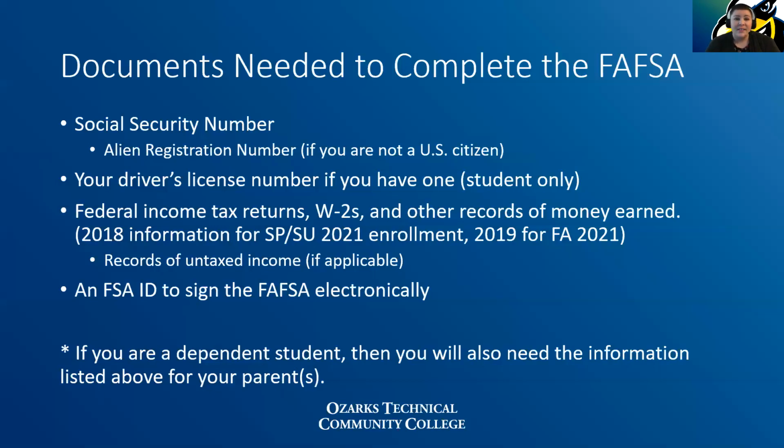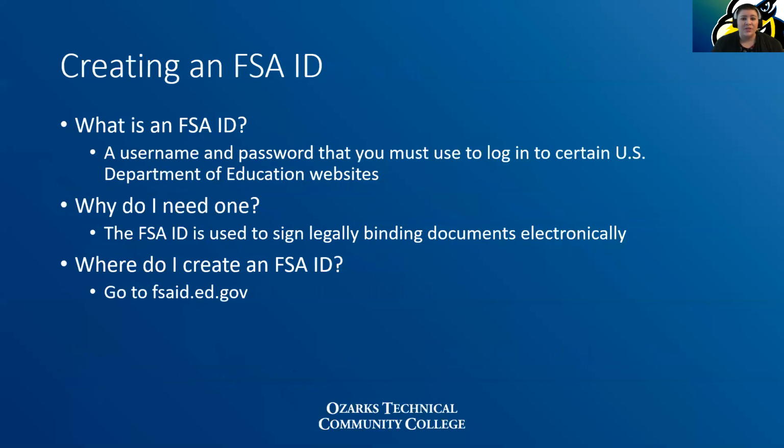And then just as a note, if you are a dependent student, which most of you will be, then you will also need the information listed above for your parents. The only thing your parent would not have to provide is a driver's license number. So you will need parent information, including the social security number, tax records, and your parent will also need an FSA ID.